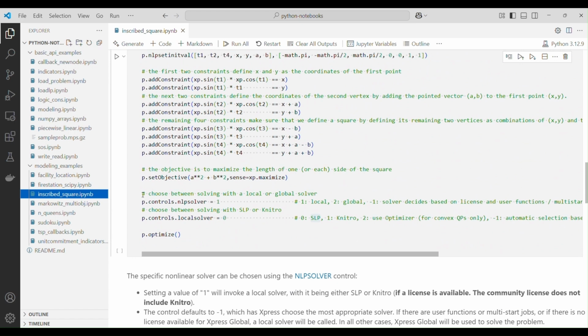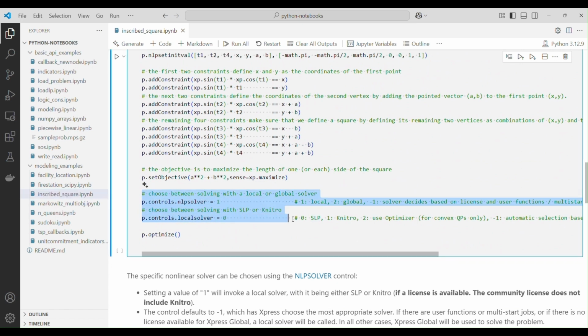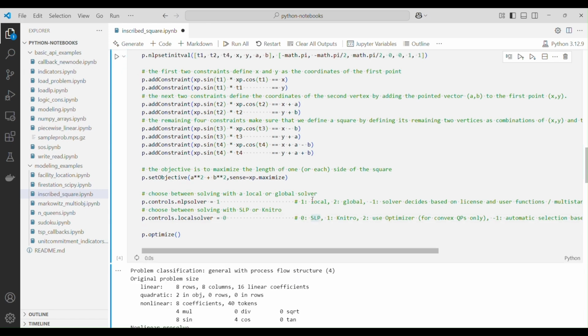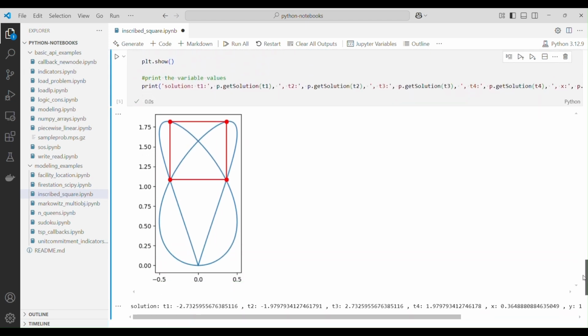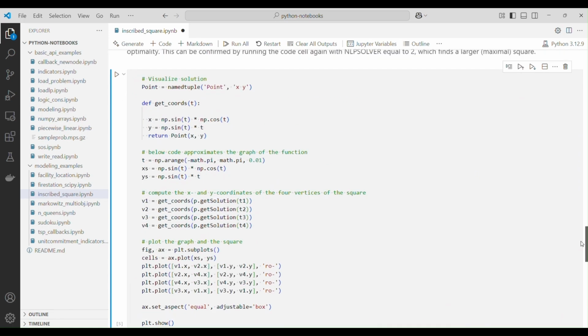Before optimizing the problem, controls can be set to choose between nonlinear and global solvers to optimize the problem. By setting the NLP solver control to 1, a local solver will be called. If a second control named local solver is then set to 0, Xpress SLP will be used to find a suboptimal solution. After running all code cells, the last output log shows a picture of the local optimal solution found.